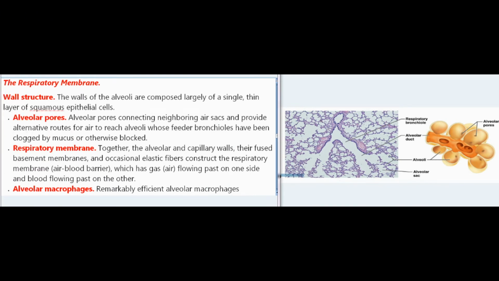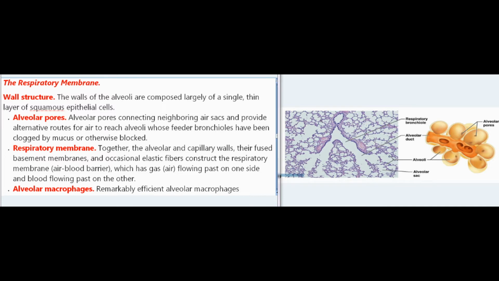Respiratory membrane. Together, the alveolar and capillary walls, their fused basement membranes, and occasional elastic fibers construct the respiratory membrane, or air-blood barrier, which has gas, air, flowing past on one side and blood flowing past on the other.